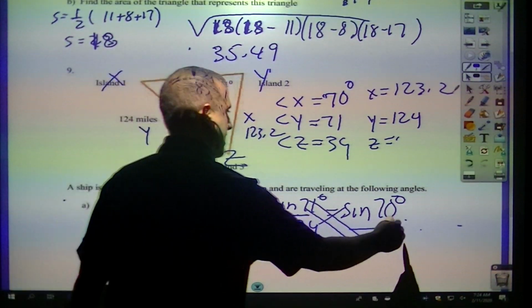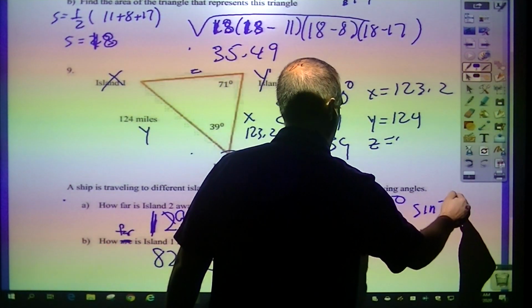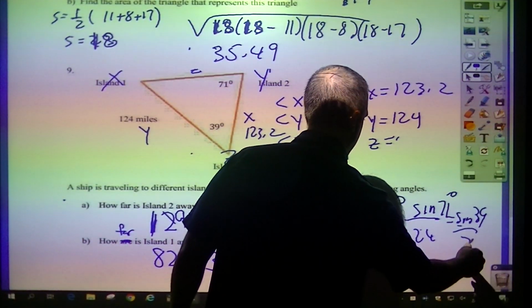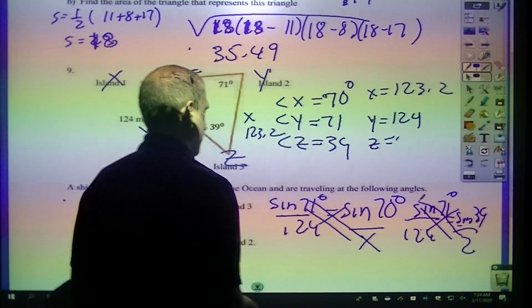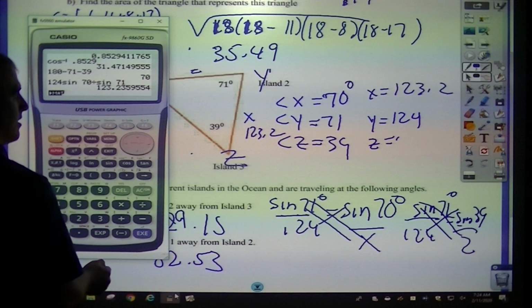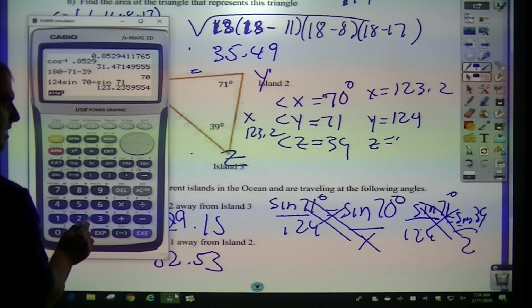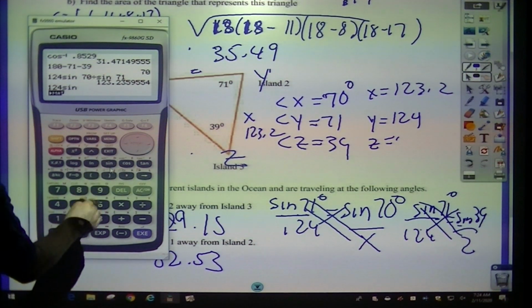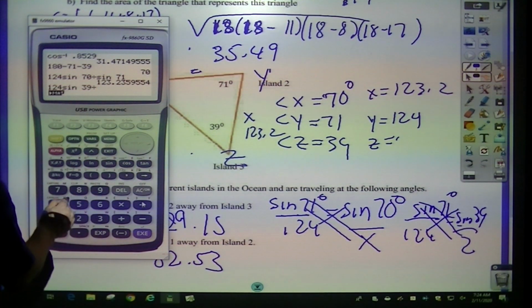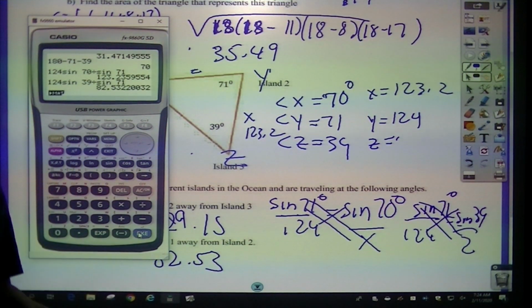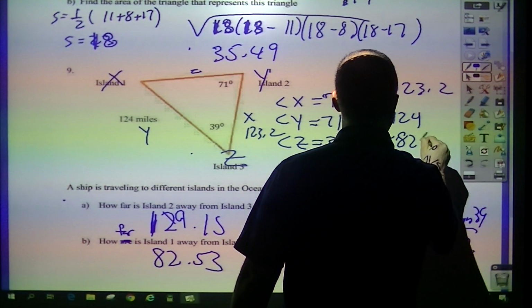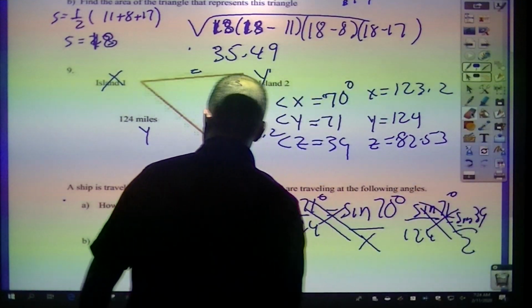Then I would do the same thing for z. Sine of 71 over 124 equals sine of 39 over z. That comes up, that comes down, that comes up. So I get 124 sine of 39 divided by the sine of 71, which gives me 82.53. I just have to fix this first answer.